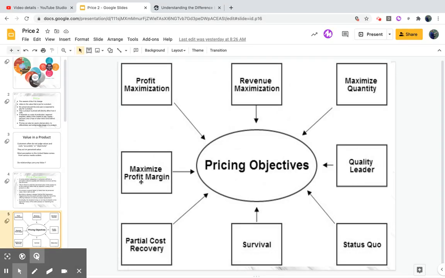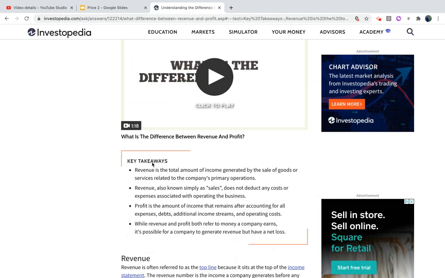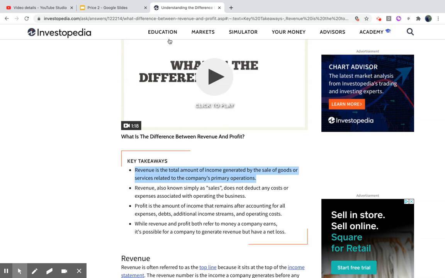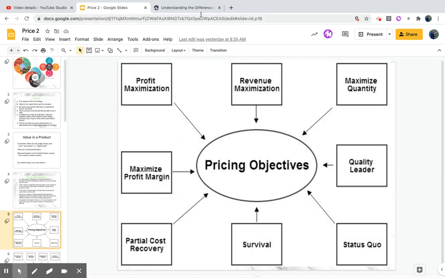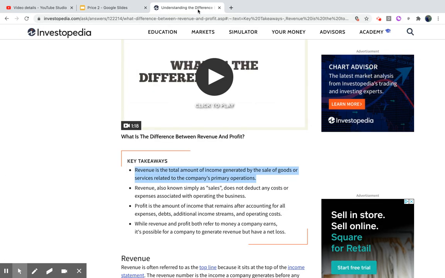All right, so we're going to kind of talk about the first two because they are connected. So we have profit maximization and revenue maximization, and while they are very similar, they are different at the same time. So this is Investopedia. So revenue is the total amount of income generated by the sale of goods or services related to the company's primary operations. So just trying to sell. All right, so we talk about revenue maximization. We are trying to sell as much as we possibly can. All we care about is selling stuff and selling our items.